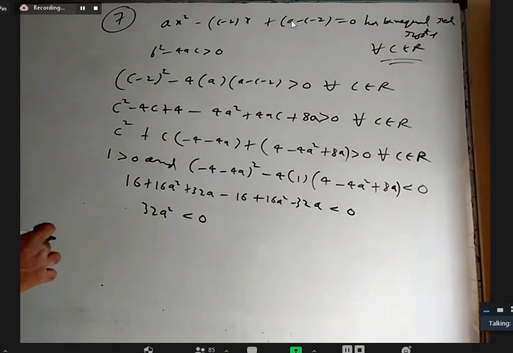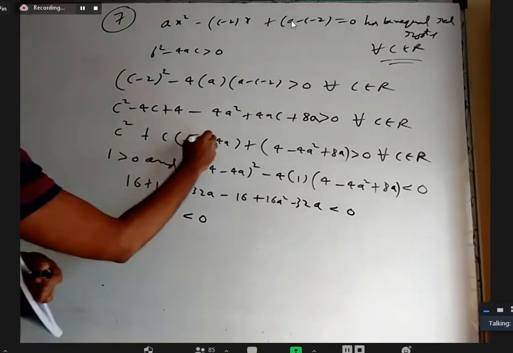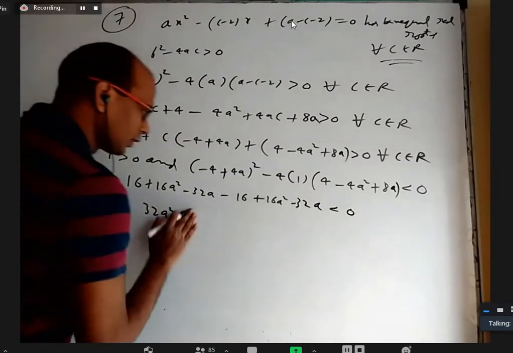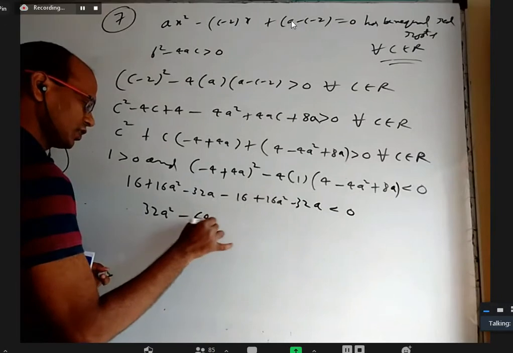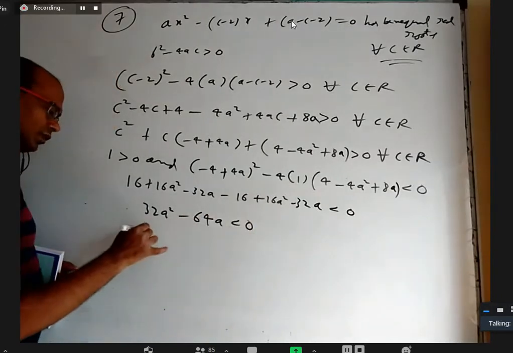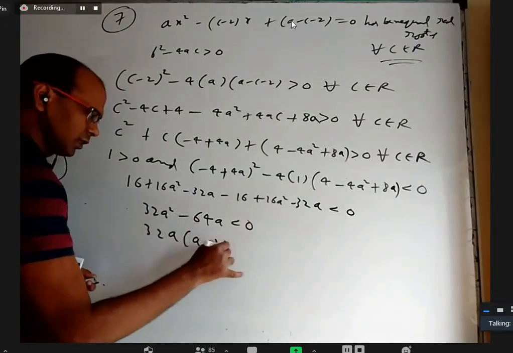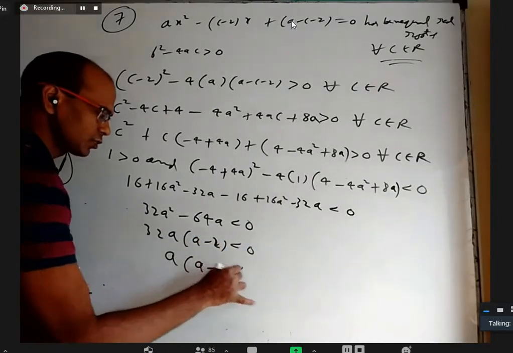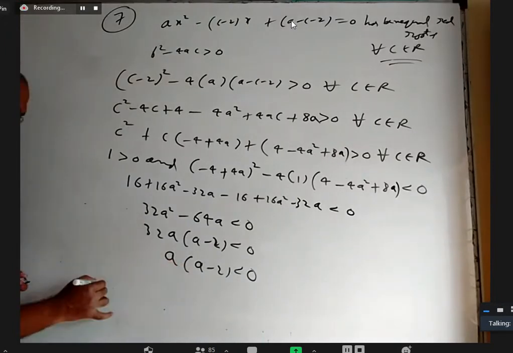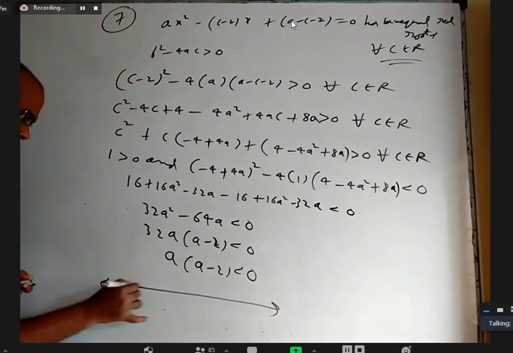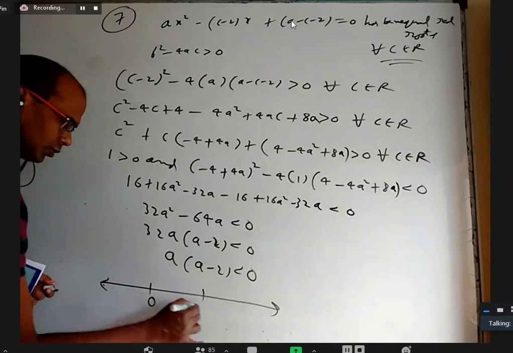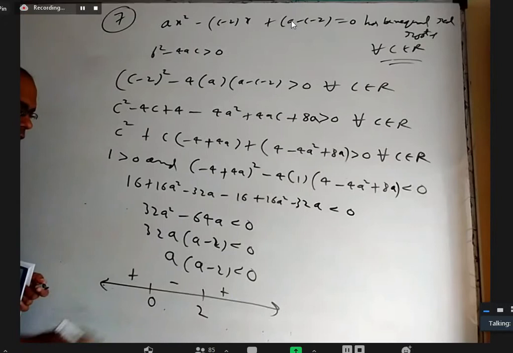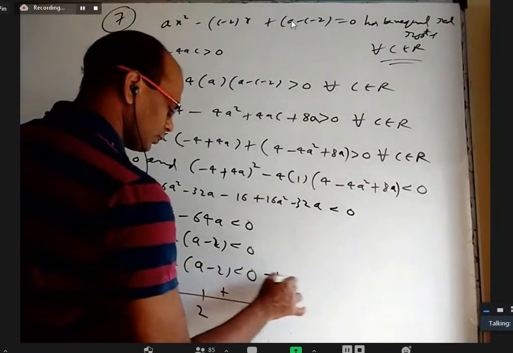Okay, sorry, I'm making some mistakes here. This should be minus 32. Okay, got it. Minus 32, minus 32 is minus 64a less than 0. If you take 32a common, it is 32a into (a minus 2) less than 0. Okay, a into (a minus 2) should be negative. Already we discussed quadratic inequalities. 0 here, 2 here. If you take anything more than 2, it is positive, negative, positive. So a should be between 0 and 2.